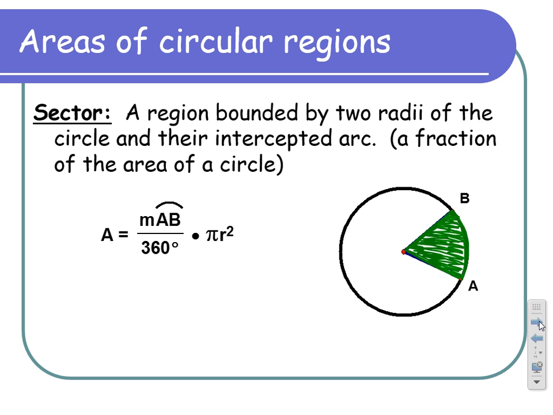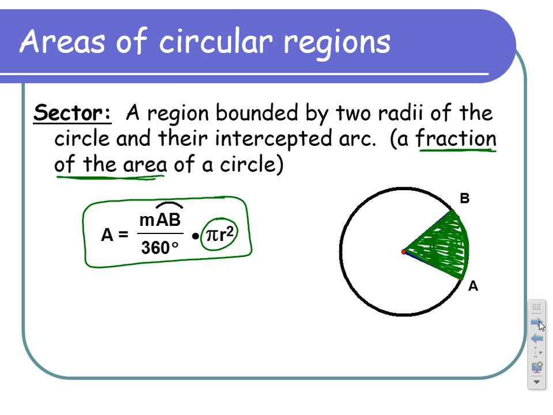Just like arc length was a fraction of your circumference, your sector area is going to be a fraction of the area. So my formula looks very similar to the formula I used for arc length. With arc length, this part right here was circumference. But now I'm dealing with area, so this part of my formula is area now. My fraction is still the exact same. So it's a fraction times my area.